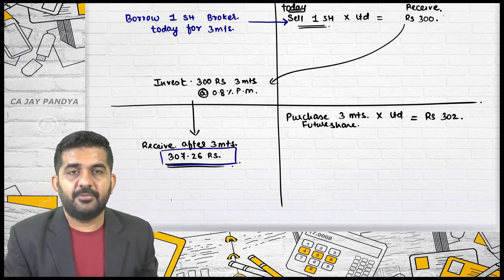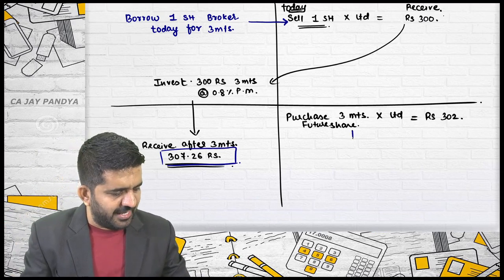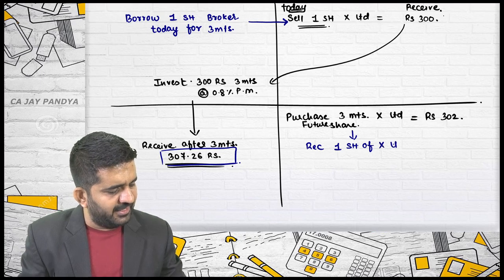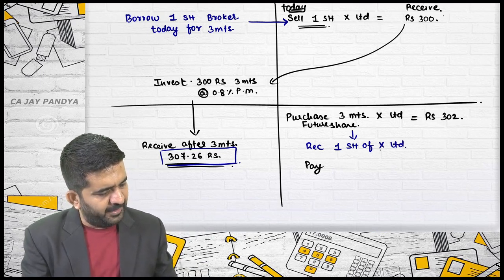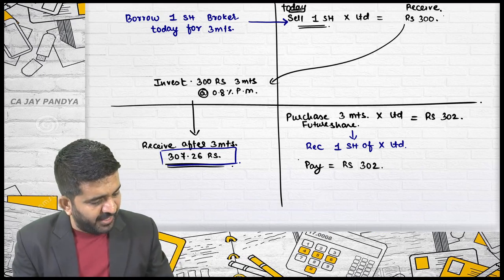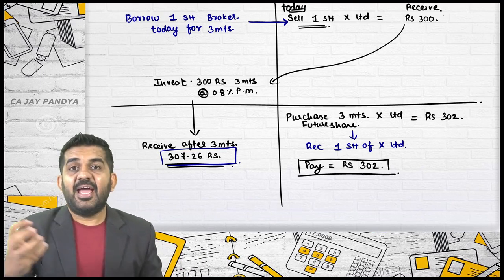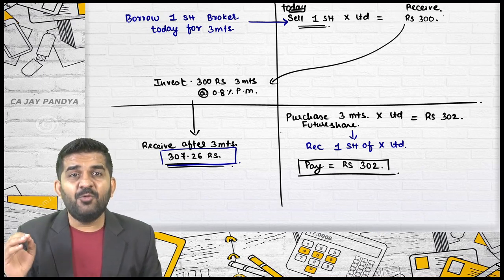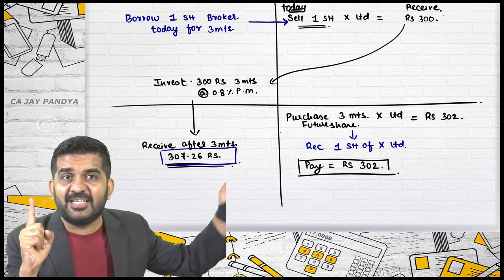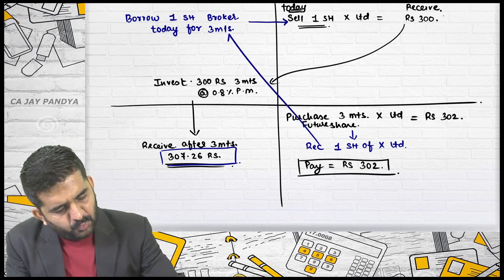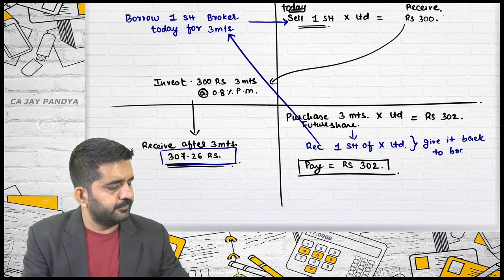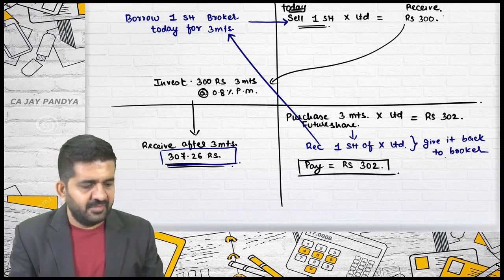What will happen on maturity after 3 months? I am doing settlement by delivery. I will receive 1 share of X limited and I will have to pay rupees 302, so pay rupees 302 and take 1 share of X limited from this future contract. Now, have you got 1 share of X limited? Yes. What will you do? Sell it in the market? No. You will have to give it back to the broker. Is the broker account settled?